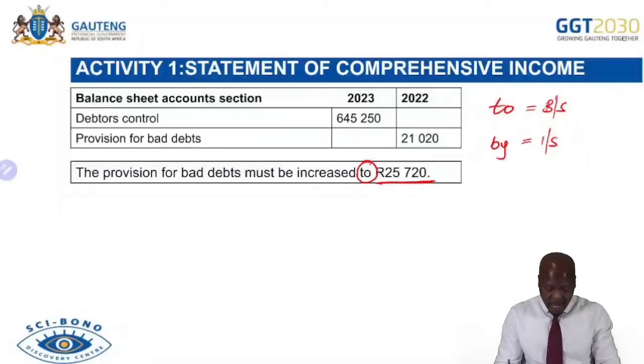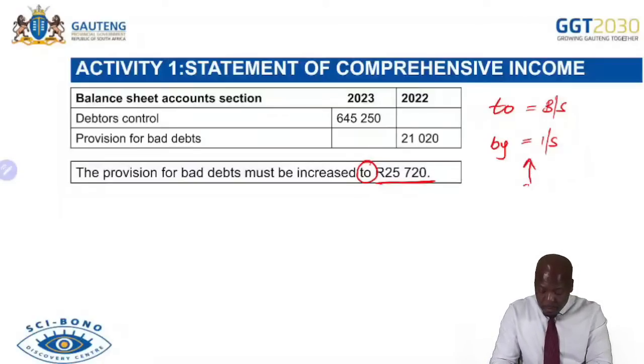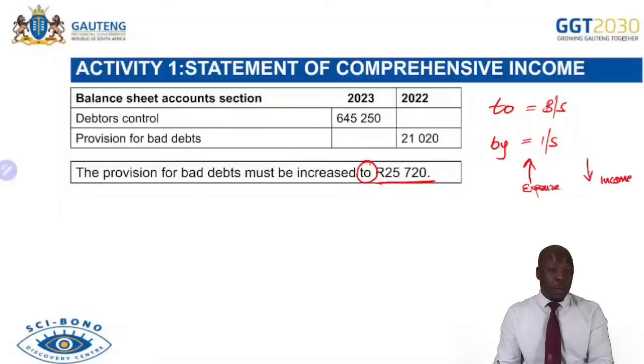All right, let's now see. If we are to start with the statement of comprehensive income, what do you have to understand? I'm just going to simplify it a bit. In the statement of comprehensive income, we only record either the increase or the decrease, whereby an increase is an expense, but a decrease in provision is income.